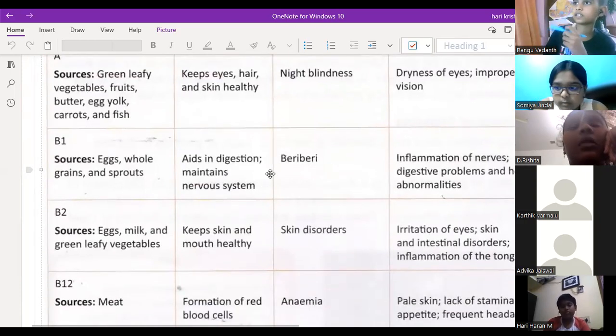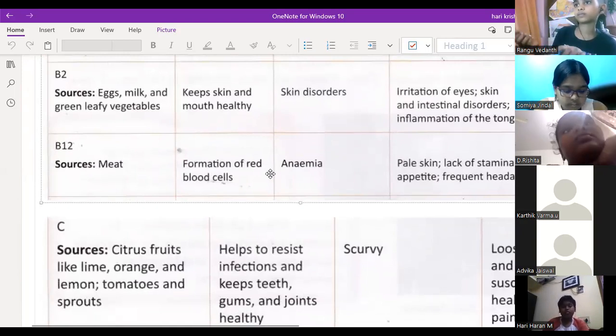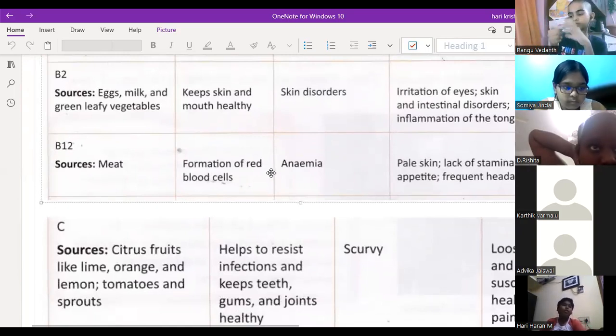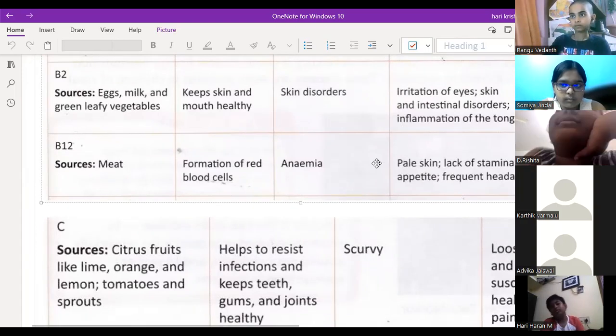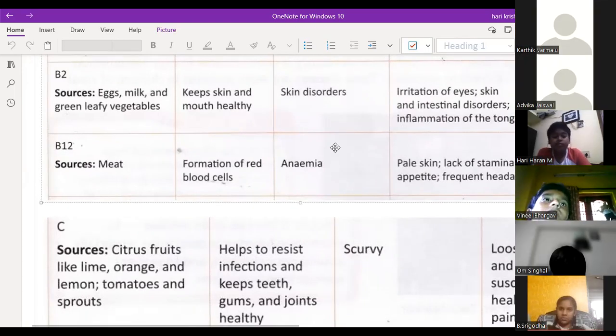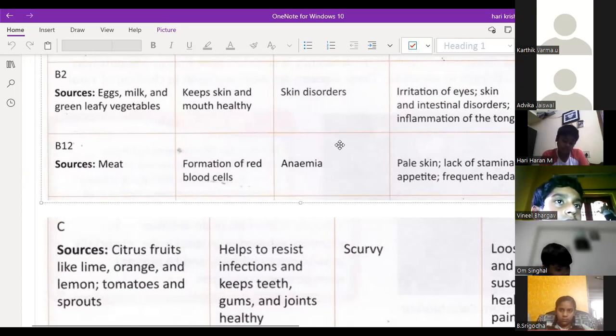So these are the vitamin deficiencies, common sources, the disease names, and the role of the vitamin in our body. Any doubts in this? No, sir. This Sunday you have the test, right? So mostly the questions will be covered from this. So you must have the table.